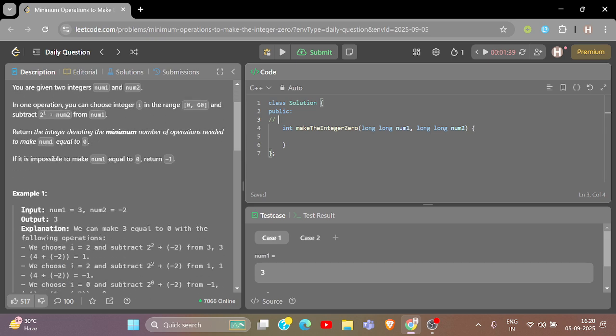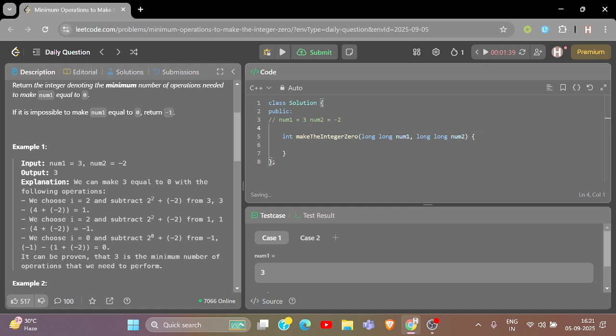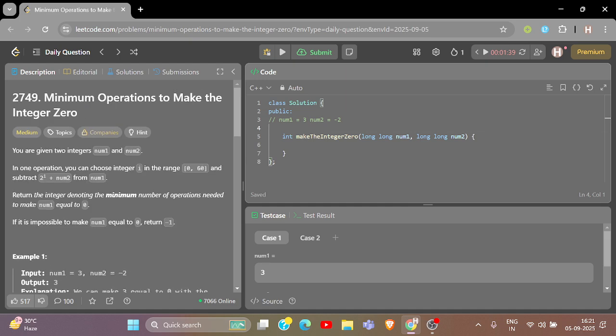So if I see the first example here, my num1 is equal to 3 and my num2 is equal to minus 2. So now they are asking me to do the operations such that, if it is possible to make num1 0, then tell me the minimum number of operations I can do so that num1 becomes 0. And if it is not possible, then I will return minus 1.